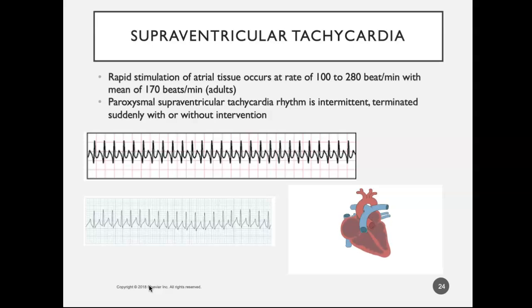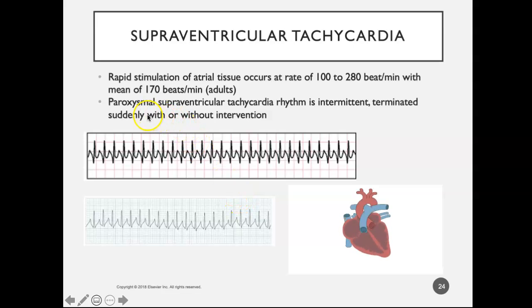But they can't say it's going to be the SA node because it could be anywhere up there above the ventricles. Remember that term, excitability? Sometimes you get lots of impulses or lots of issues going on, and it may be the SA node, but it's typically a little bit faster than normal tachycardia or sinus tachycardia. This is typically about 170 beats a minute and maybe a little faster.